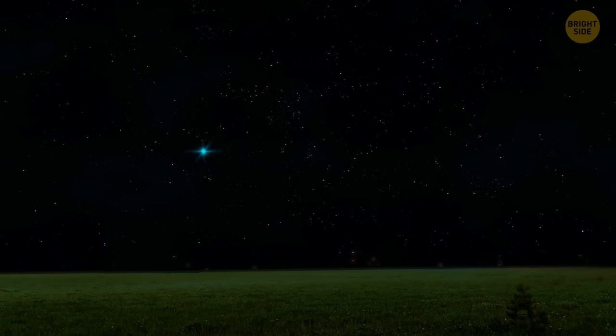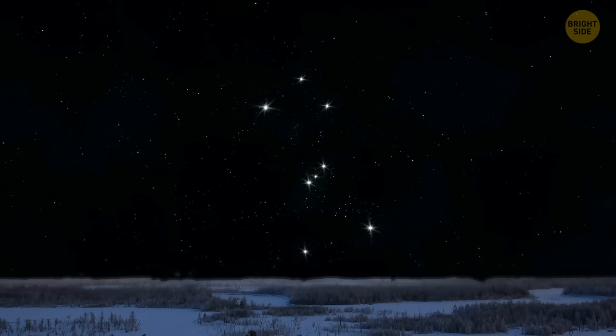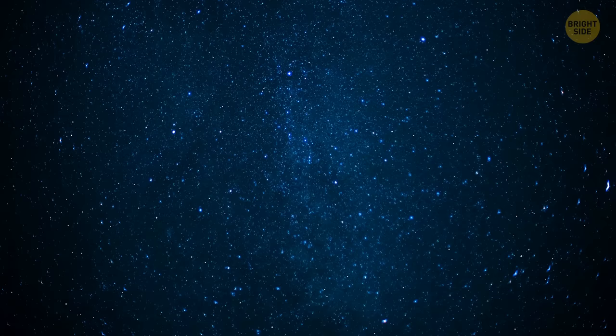In summer, the Summer Triangle of Vega, Deneb, and Altair is in the middle of the night sky. In spring, it's Leo the Lion, and in winter, it's Orion the Hunter. These are the walls of the castle in the sky, and all have marvelous tapestries adorning them.